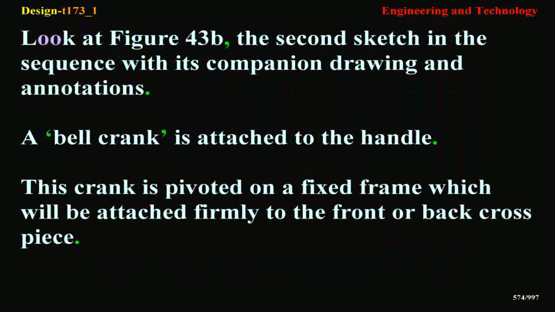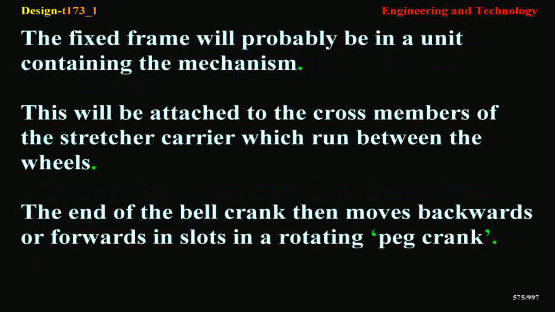This crank is pivoted on a fixed frame which will be attached firmly to the front or back cross piece. The fixed frame will probably be in the unit containing the mechanism. This will be attached to the cross members of the stretcher carrier which run between the wheels. The end of the bell crank then moves backwards or forwards in slots in a rotating peg crank.